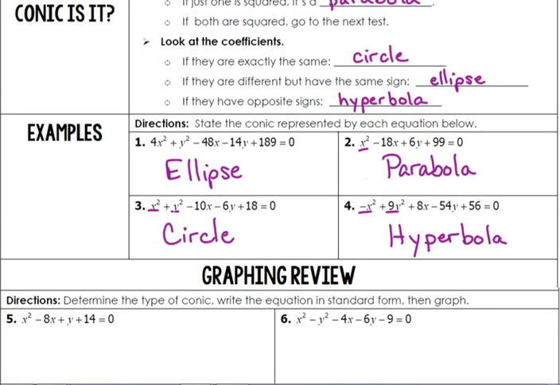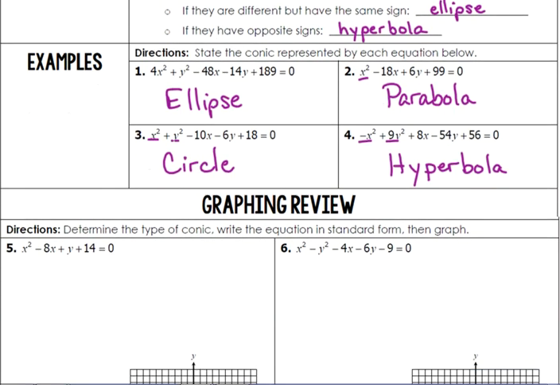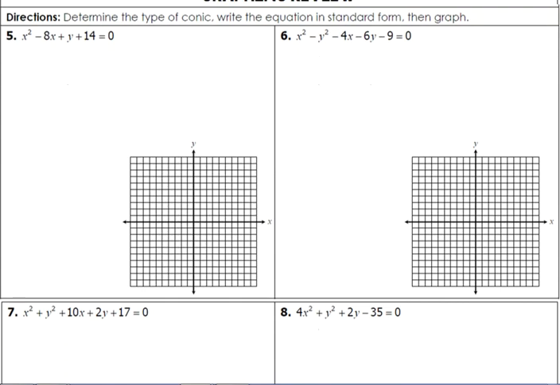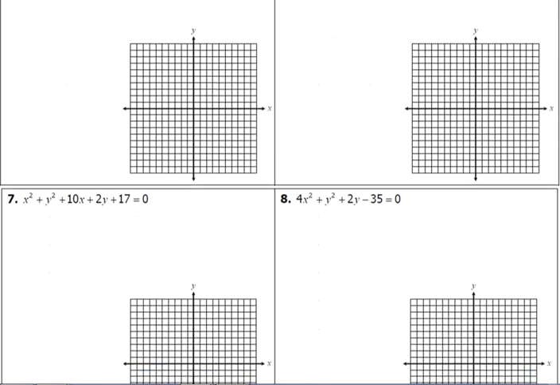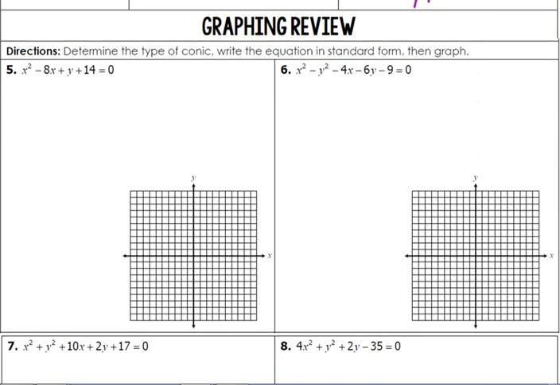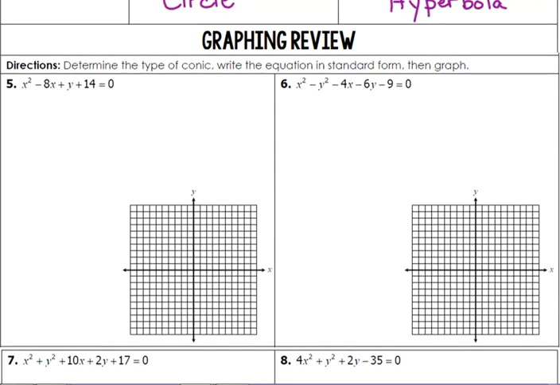All right. I don't want to spend a ton of time on these. I really just want to do a couple of them when it's in standard form and going to the graph, just because you've been practicing this along the way. So let's look at these. First of all, let's just identify what they are. Let's get a little bit more practice with identifying what they are. Number 5, which one is it? Parabola, because only one of them is squared.